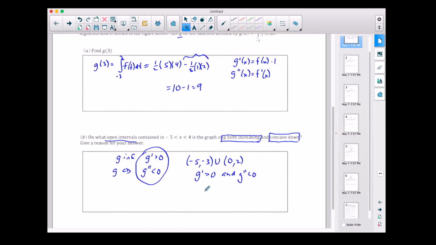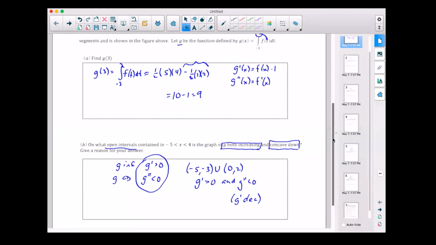If you ever look at some of the scoring guides for the AP exams, they might have different wording. And in fact, your teachers might use different wording, and the other wording is fine. They could have said G prime is greater than 0. And they could have also said, instead of saying G double prime is negative, they could have said G prime is decreasing. That would have been acceptable as well. I like to keep mine simple by using this.